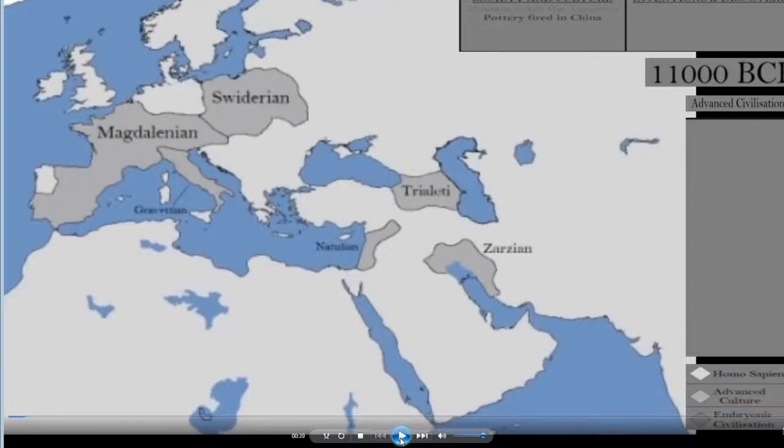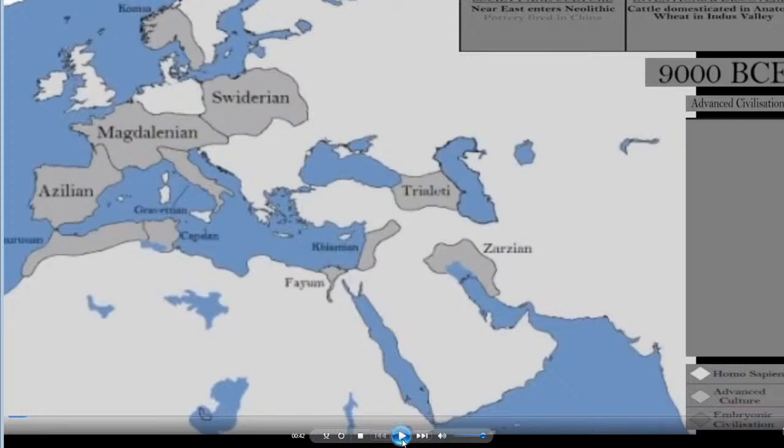Next is 11. We have Swiderian. Okay, so we can see the changes now. North Africa has an advanced culture. Now you can see Fayum. So Egypt, while it hadn't become an advanced civilization or even an embryonic civilization yet, Fayum was there, and there is a city of Fayum still. So that culture was technically, you could call that the beginning of Egypt, in my opinion, because people were living there. 9,000 BCE.